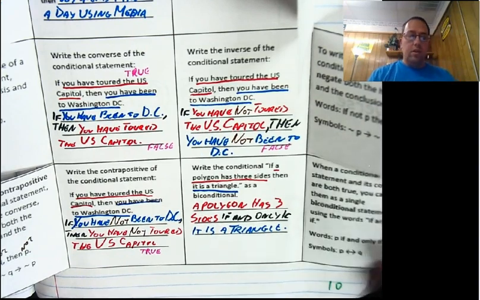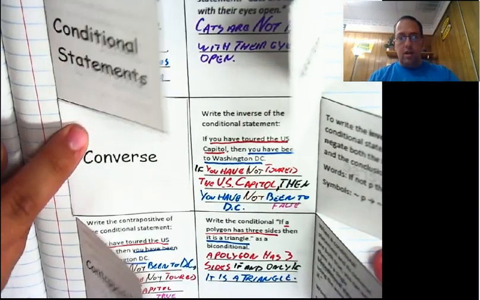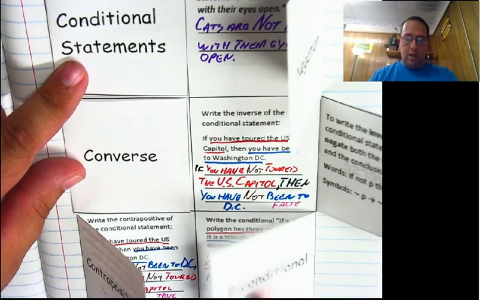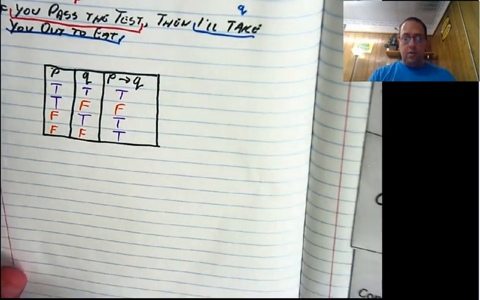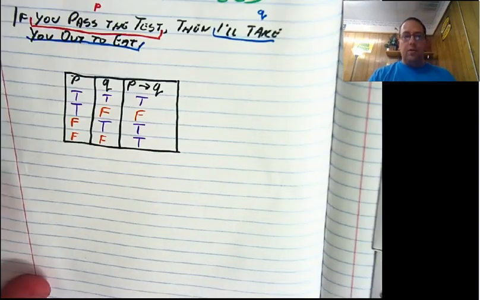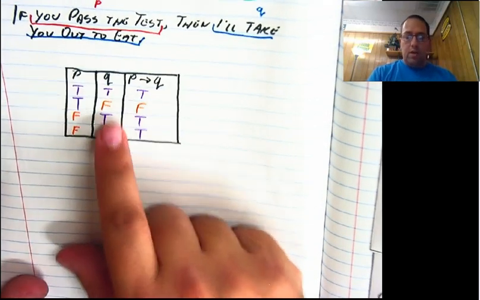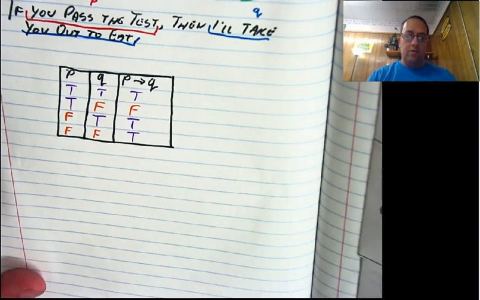Biconditional, it's true if and only if. And this is when the conditional and the converse are both true, then we have a biconditional statement. All right? And don't forget our truth tables over here. Something is only false if the hypothesis is true and the conclusion is false. Any other case, then we have a true statement.